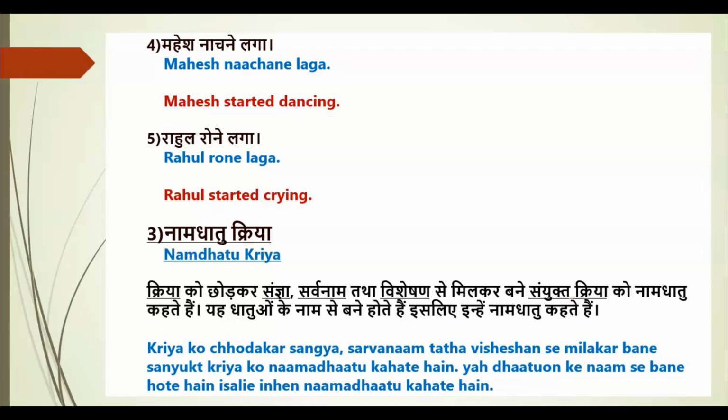Rahul रोने लगा. This means Rahul started crying. Now over here the third type of kriya is naam dhatu kriya. It is naam dhatu kriya.